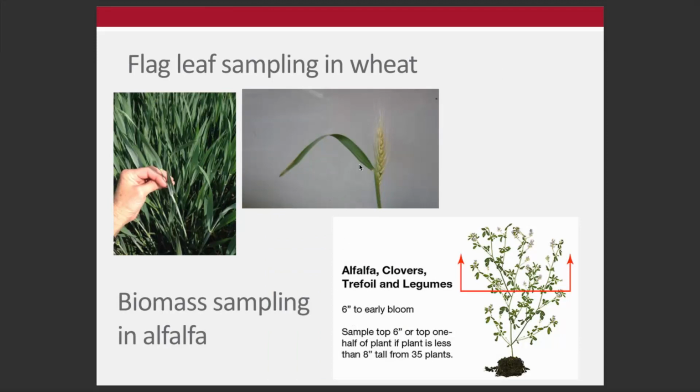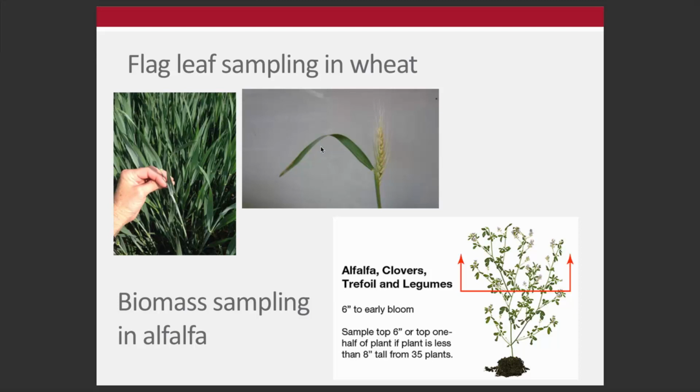Typically, this would be considered late, but the flag leaf on small grains is that last leaf before it sends that head up, that reproductive structure, right, that spikelet up for grain development. So we're going to sample these and submit those.